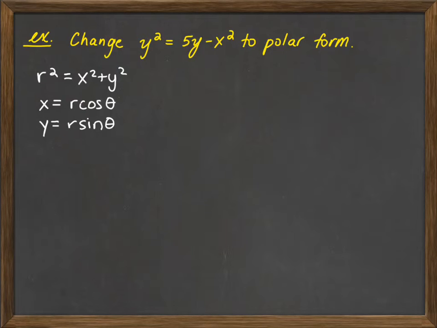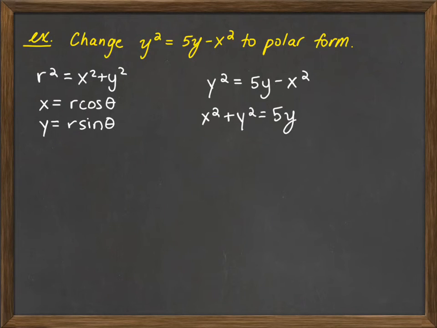So if we rewrite the equation that we're given, we've got y squared equals 5y minus x squared. I'm looking at r squared equals x squared plus y squared, and I'm thinking to myself, how can I get x squared plus y squared present in this equation? Well, I can do that if I move everything to one side. So I'm going to add x squared to the left-hand side, and I'll get x squared plus y squared equals 5y.